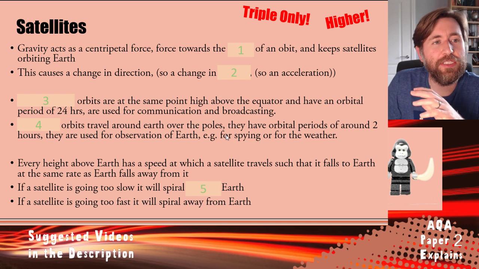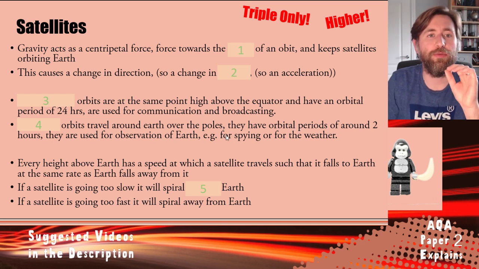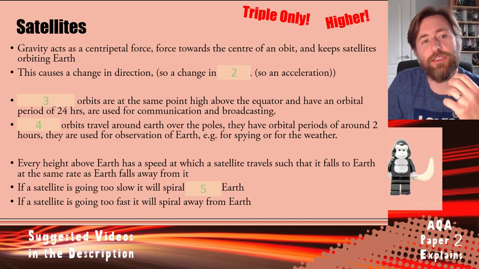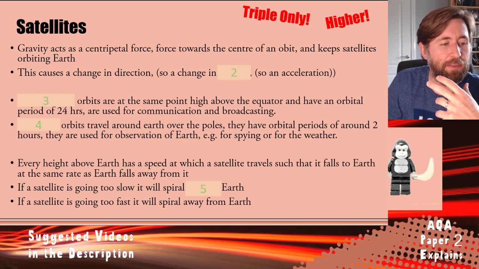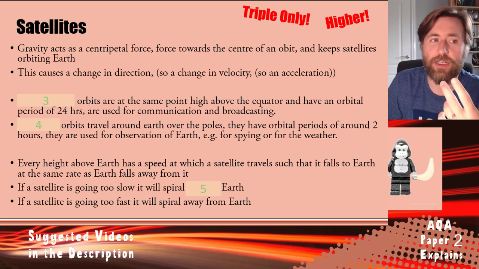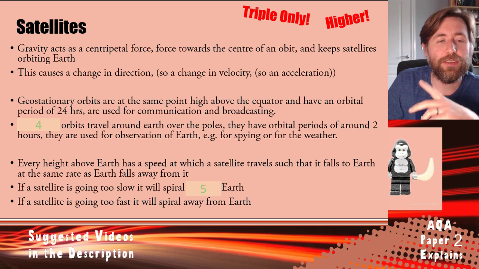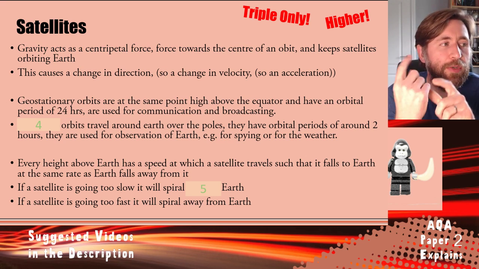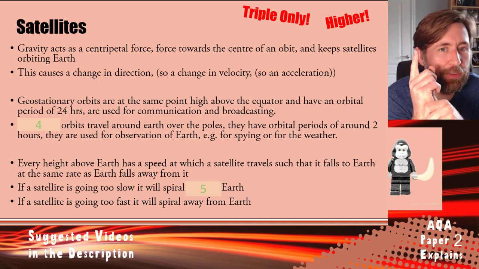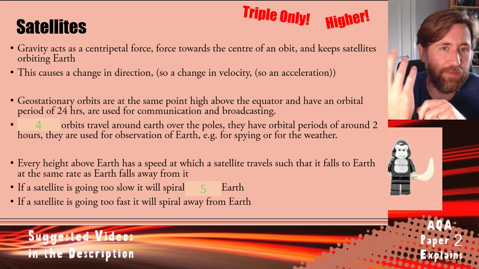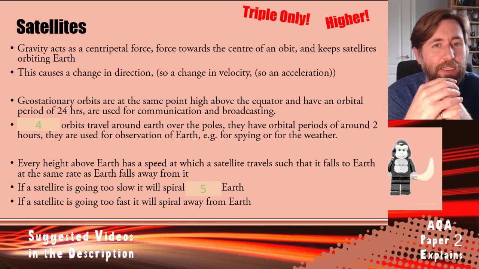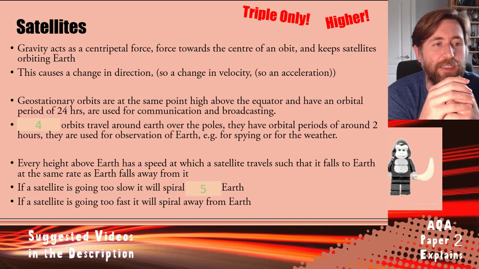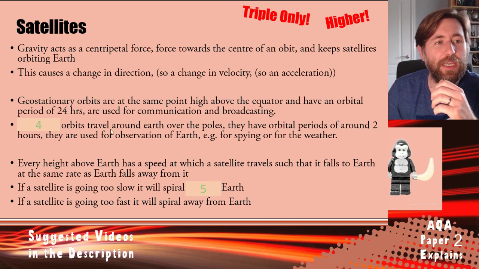Satellites. Gravity acts as a centripetal force, which is a force towards the center of an orbit and keeps satellites orbiting Earth. This causes a change in direction. So if you get a change in direction, you've got a change in velocity, so that it's accelerating. Geostationary orbits are at the same point above the equator and have an orbital period of 24 hours. So they're always exactly the same position in the sky, so we don't have to move our satellite dish. If you've got satellite TV, that's the type of satellite it's looking at. They're used for communication and broadcasting because we don't have to orientate our satellite dish. We need constant line of sight.